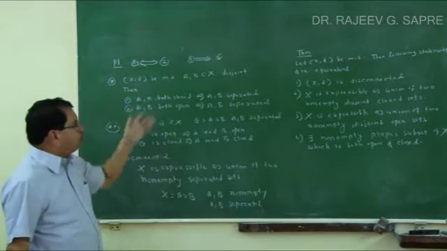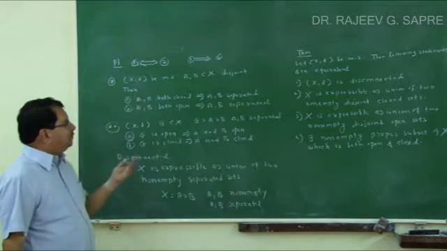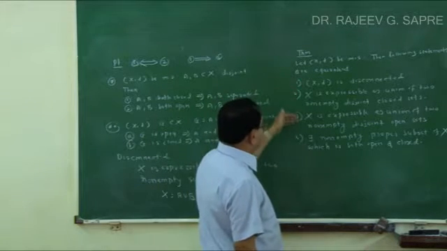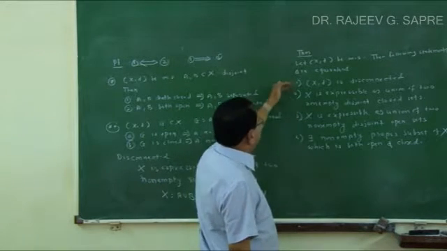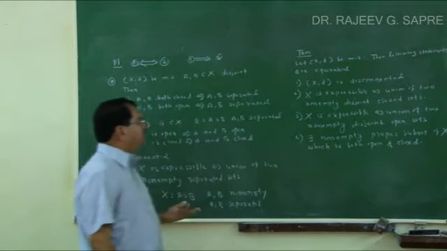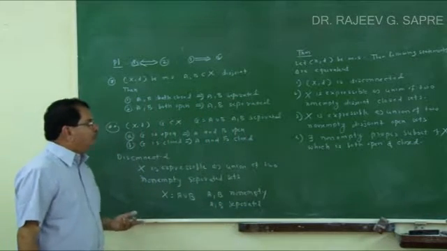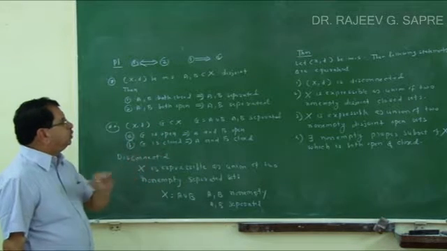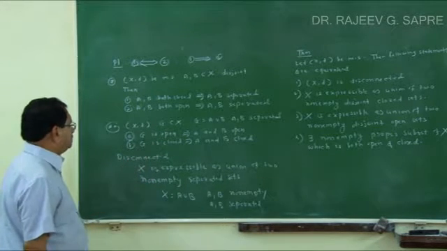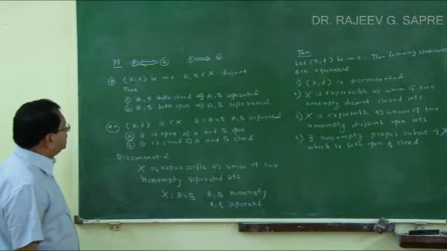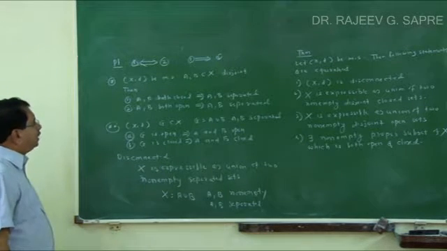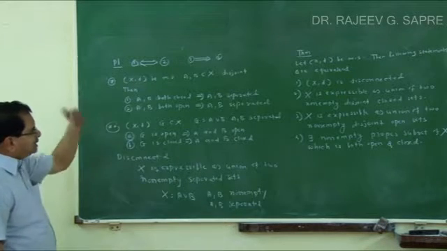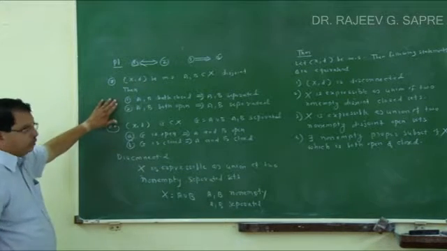Now how to prove the converse part? I have already proved 1 implies 2 and 1 implies 3. Now I want to prove 2 implies 1. What is given in 2 implies 1? We are saying that X is expressible as a union of two non-empty disjoint closed sets. Then what do I want to prove? X is disconnected. Use this result now.